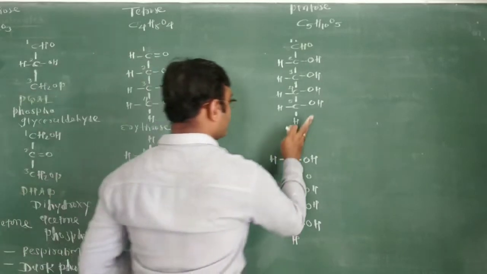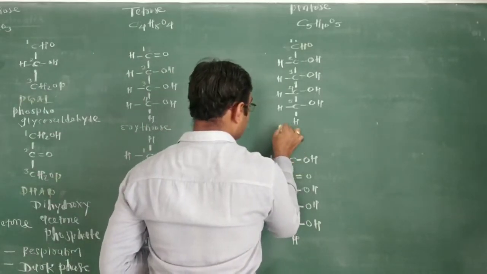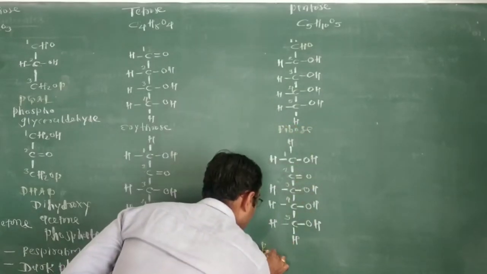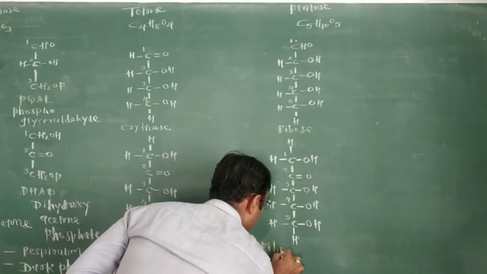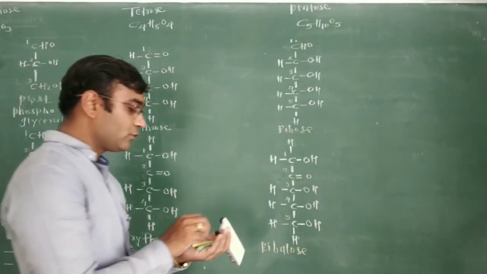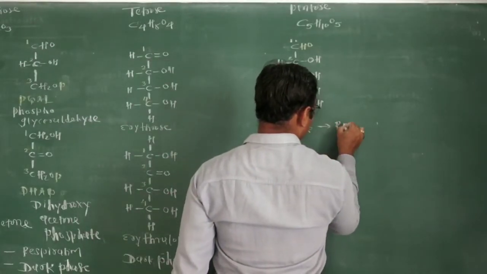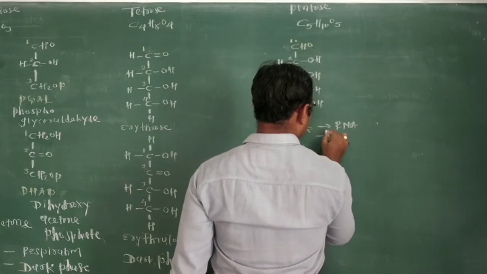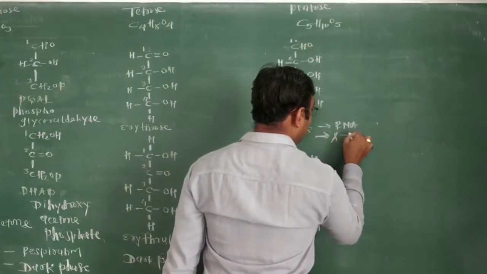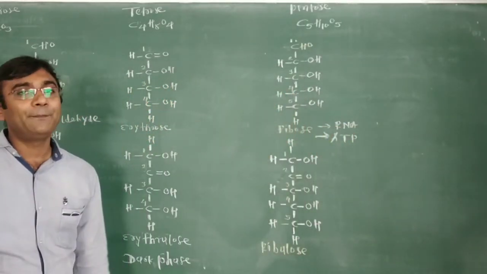This is ribose, and this is ribulose. Where is ribose present? Ribose occurs in the composition of RNA, ribonucleic acid, as well as the energy currency of the cell, that is ATP. RNA and ATP are made up of ribose, a type of pentose sugar.